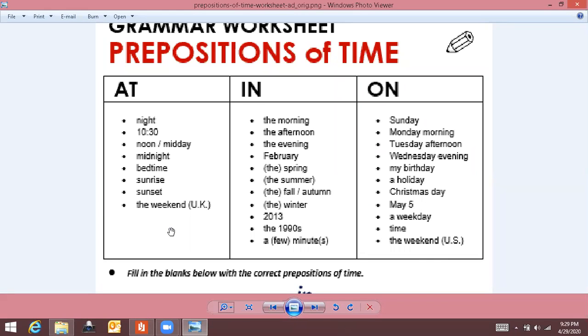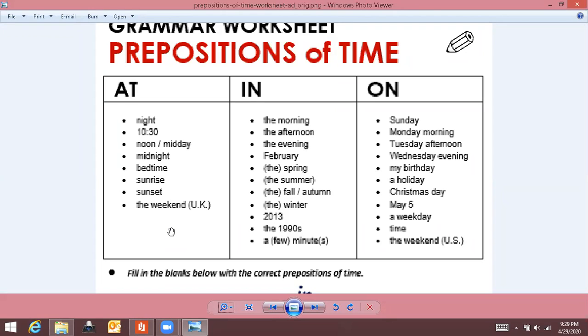Is everything clear? What is the meaning of at in Spanish? Alas. But remember that if you translate to Spanish, sometimes we say en la noche, a las 10, a la hora de levantarme, a la hora de acostarme, o los fines de semana. So we have different ones.